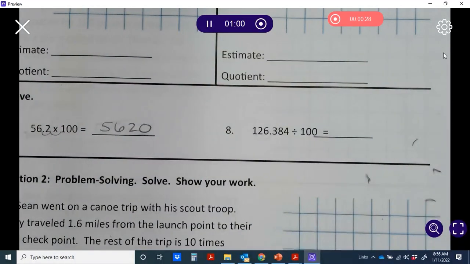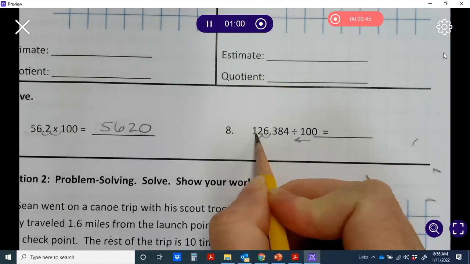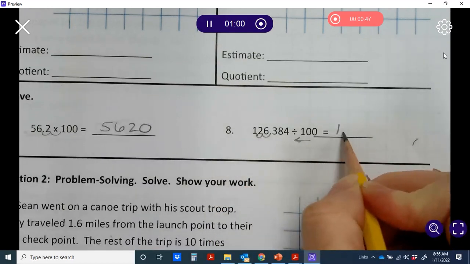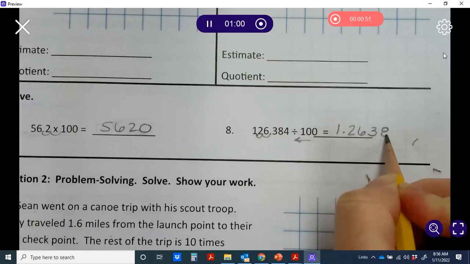Question number 8. We are dividing by 100. This means we're going to move the decimal place 2 times to the left because we're going to make the number less, or smaller. So we're going to go 2 places to the left. So we have 1.26384.